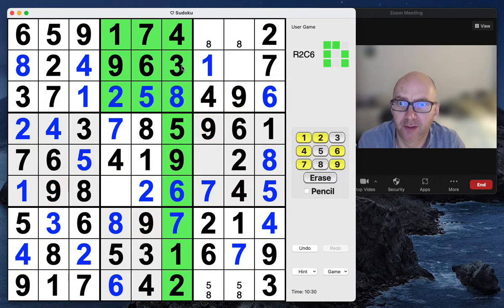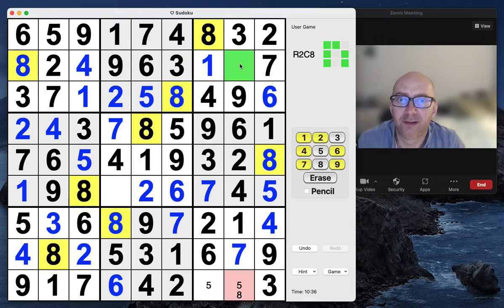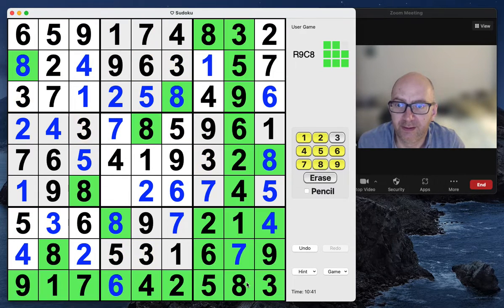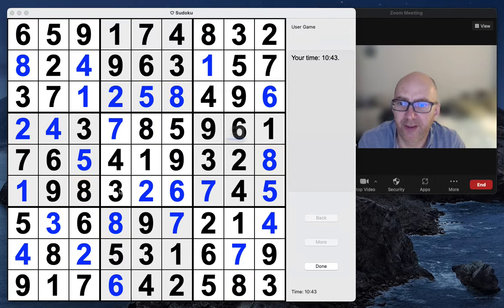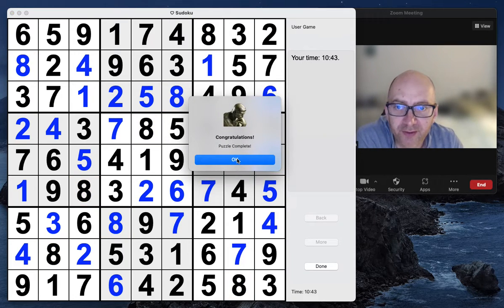Is that a 3? That looks like a 3. That looks like a 3 and an 8. A 5 and an 8. And the last digit in the grid is a 3. There we go. Today's New York Times hard Sudoku.